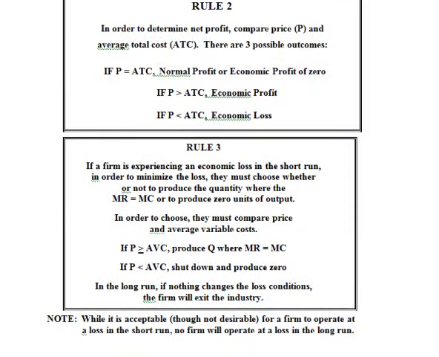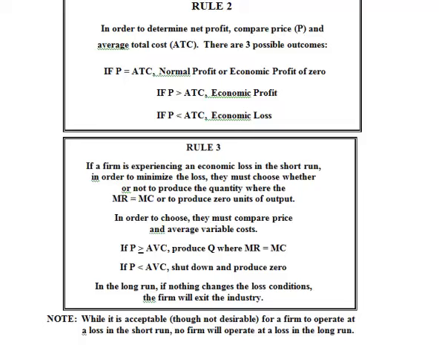Well, when a loss is being incurred, then you have to apply Rule 3. Rule 3 just asks you to compare average variable cost to price. If the price is at least equal to or greater than the average variable cost, in the short run, you continue to produce the quantity where marginal revenue equals marginal cost.